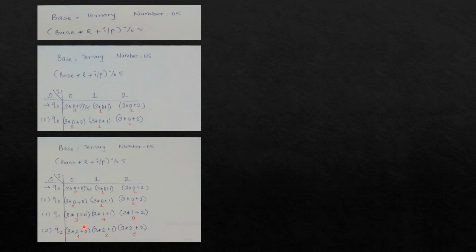Now using these remainders we can easily identify which states I have to transition to. So here when we reach Q2 state, the remainder of my previous division was 2. So here R's value will be replaced with 2. So 3 into 2 plus 0, 3 into 2 plus 1 and 3 into 2 plus 2 mod 5 will give me remainders 1, 2 and 3 respectively.